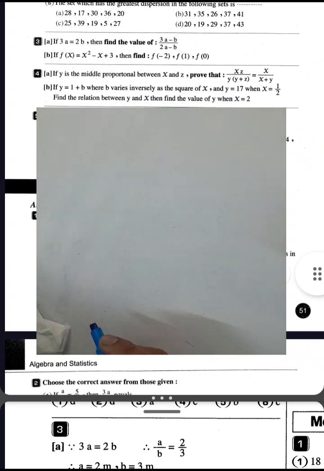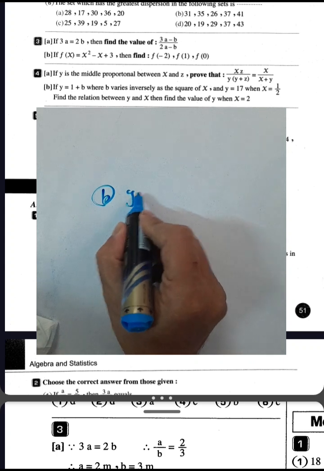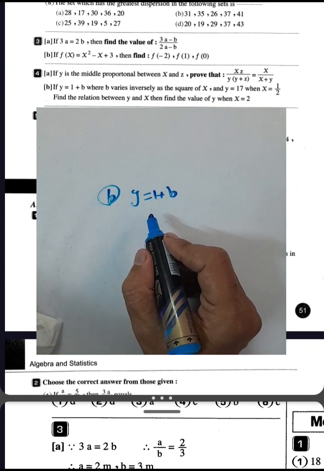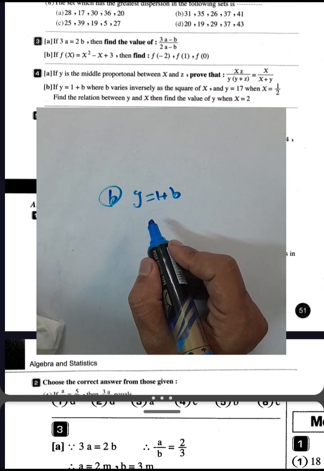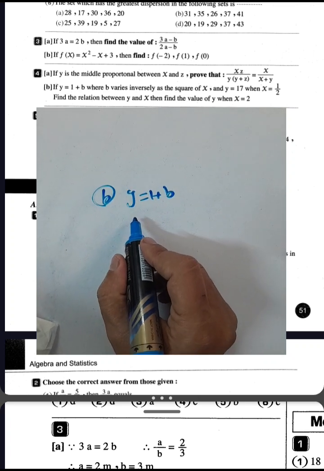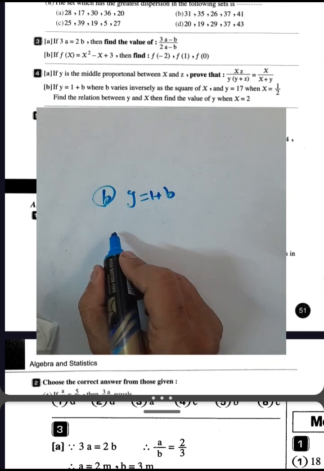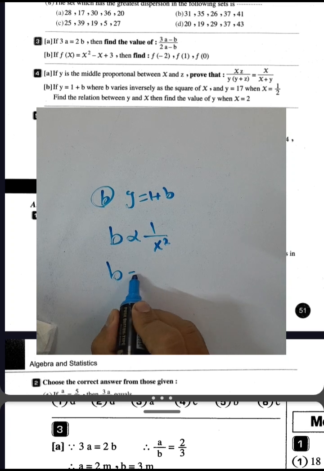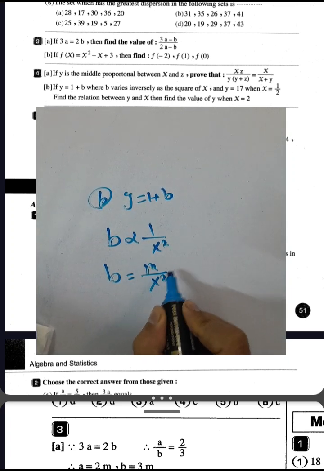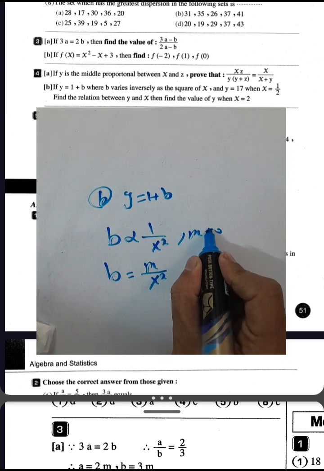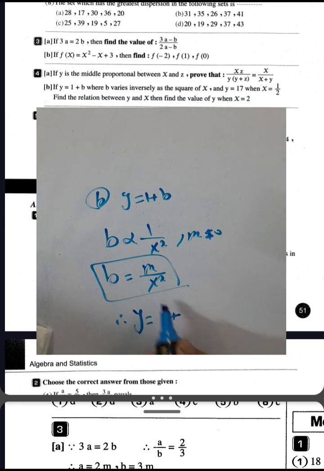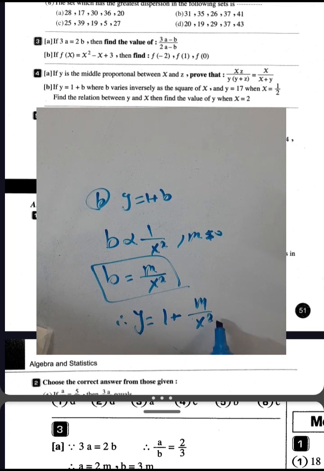Question letter B. If y equals 1 plus b, here b varies inversely as the square of x. Okay, b varies inversely with the square of x. So meaning b equals m over x power 2. We put m not equal 0, it's a constant. Then y equals 1 plus b, b equals m over x power 2.